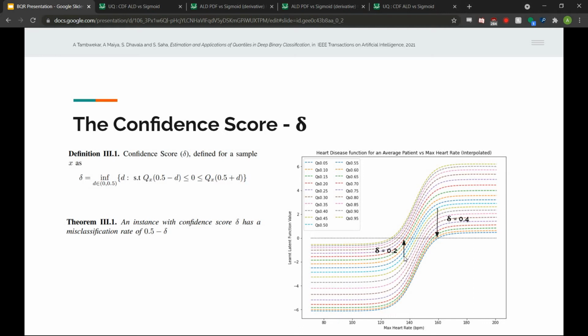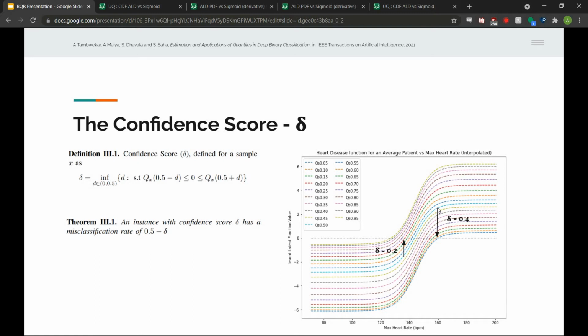So take this example here, right? At roughly 135 max heart rate, we need to go from the 0.5 quantile to this red line, the 0.7 quantile, in order for the class label to change. And that means we have a delta value of 0.2 because we have 0.7 minus 0.5.